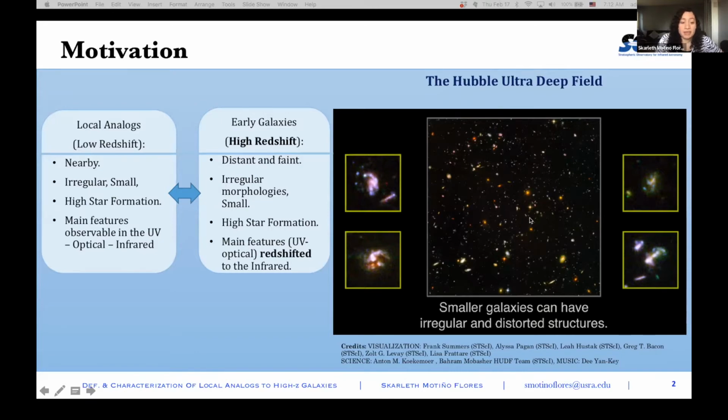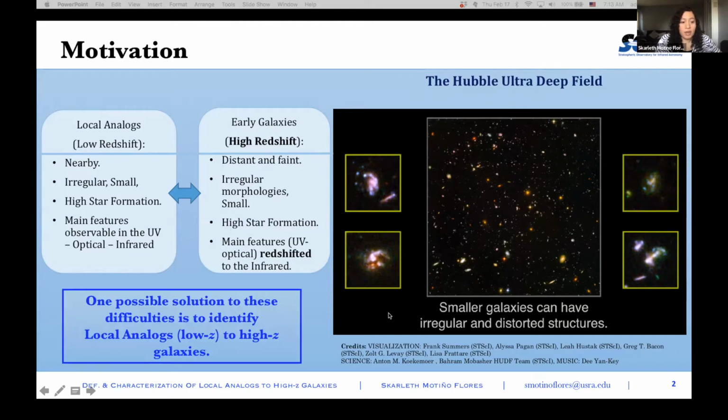The problem is observing high-redshift galaxies, the galaxies that we know for sure are young because they are in the young universe. They are very distant, faint, small, and have irregular morphologies, and they are very difficult to observe in great detail because, by the fact that they are distant, it is very difficult for us to have detailed studies of these galaxies.